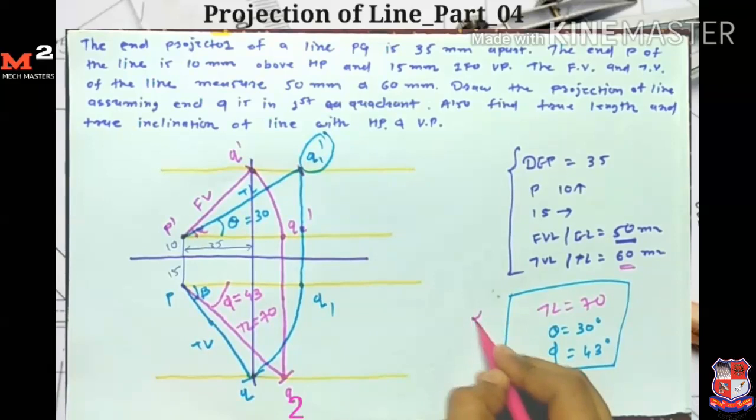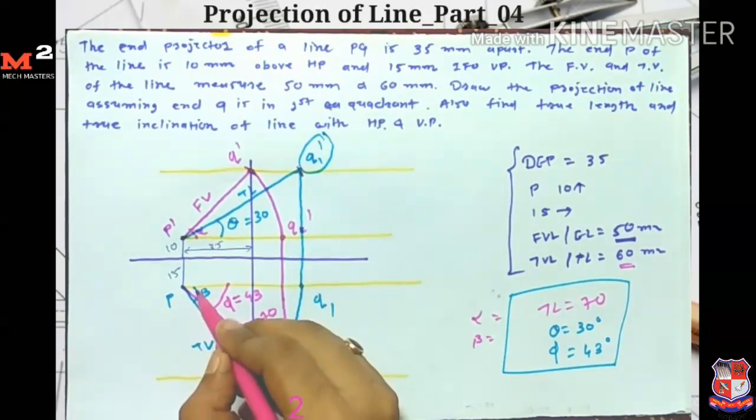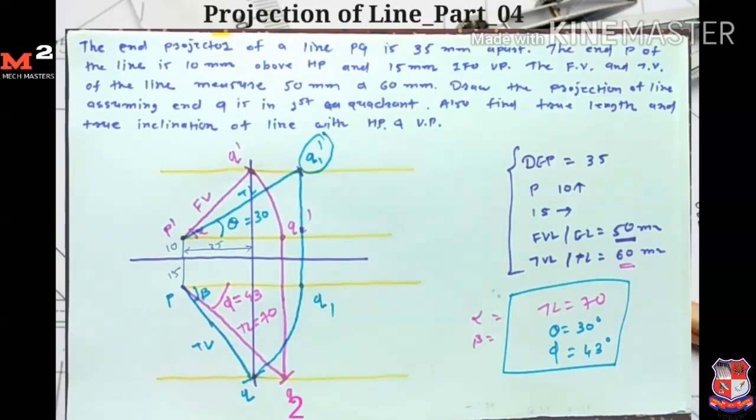You can also find alpha and beta. We get alpha here and beta here. So in this way we solve this problem.